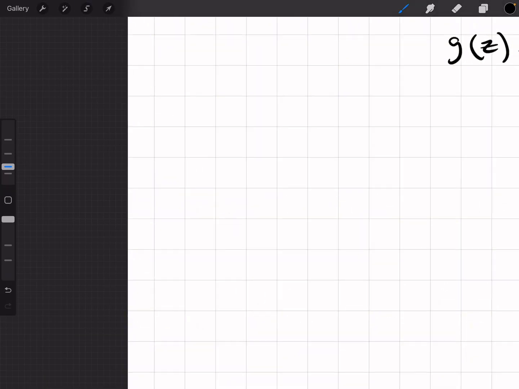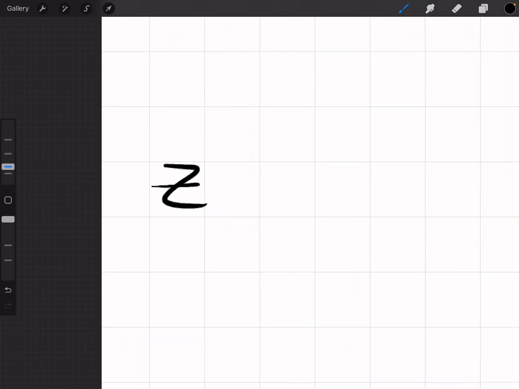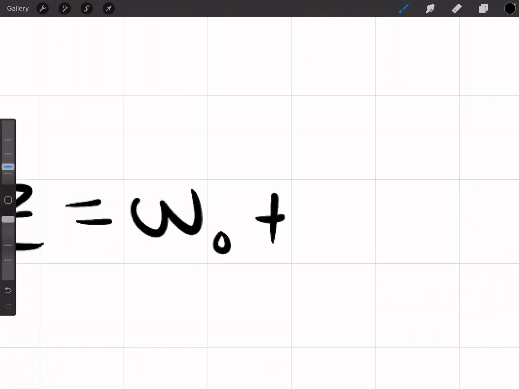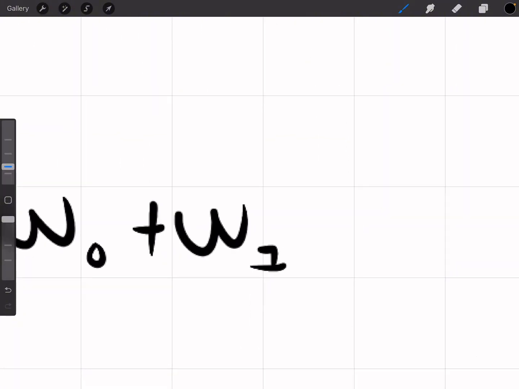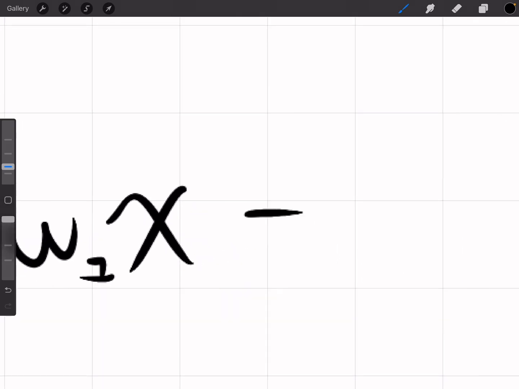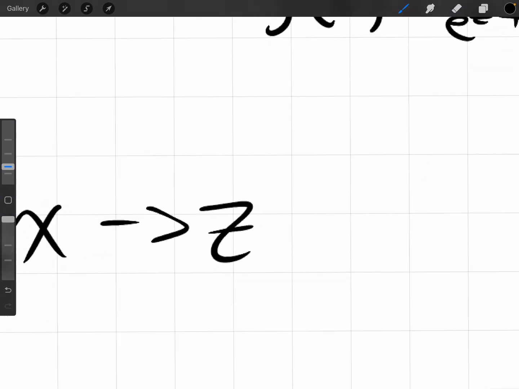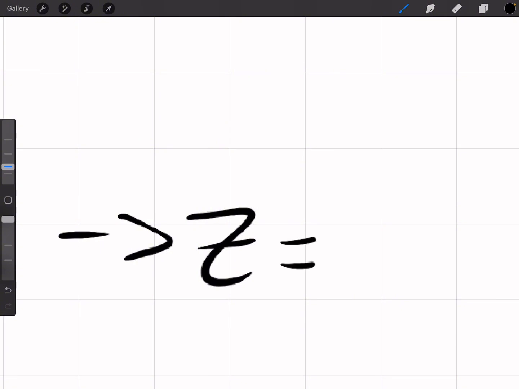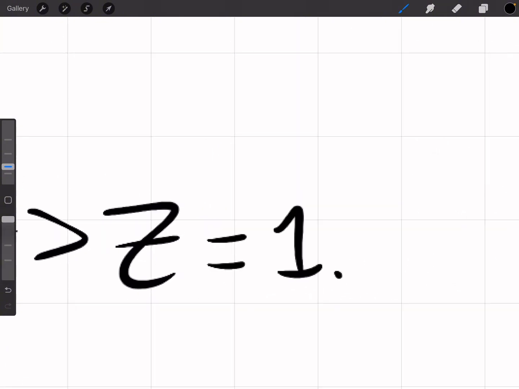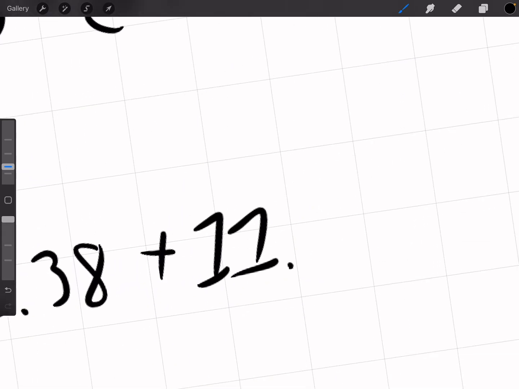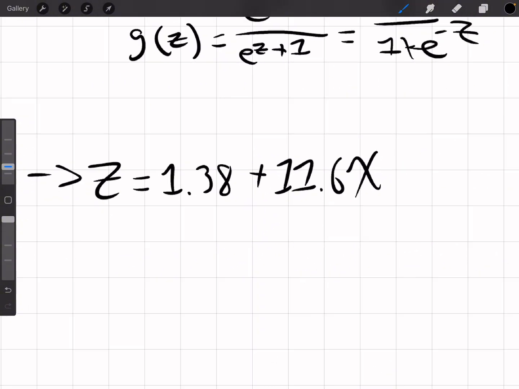we find that our z is equal to this right here. We do our linear regression step. Like I was saying, it's just a linear regression. It gives us this 11.6x.